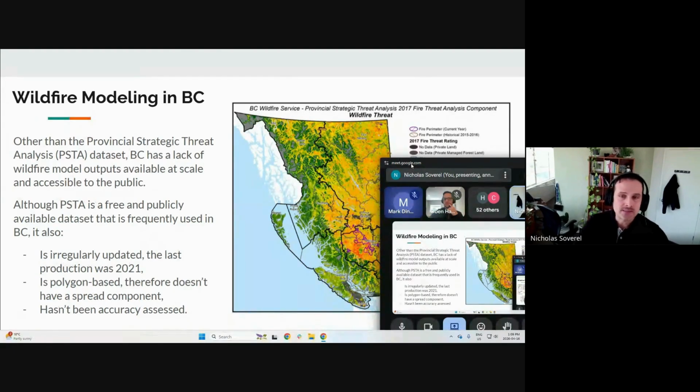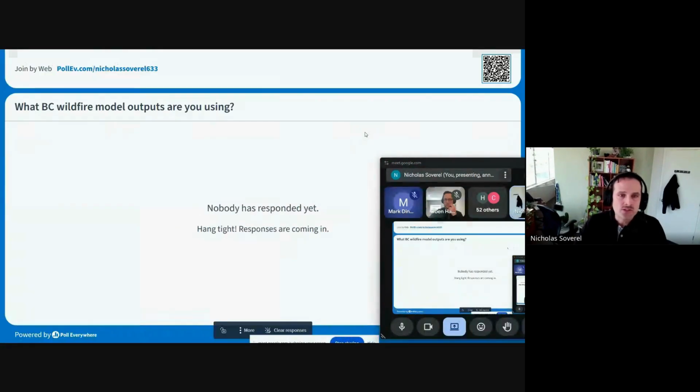The PSTA system was built on VRI or PSTA field type data, so those are essentially polygons. The polygons, when they're output into fire model outputs, don't represent spread within or between polygons. And as far as I know, we haven't seen a publicly available accuracy assessment of it. So that's a quick touch on BC's wildfire model history.